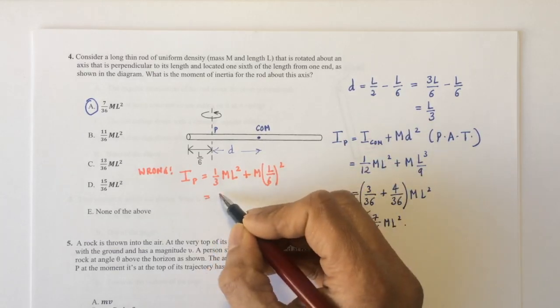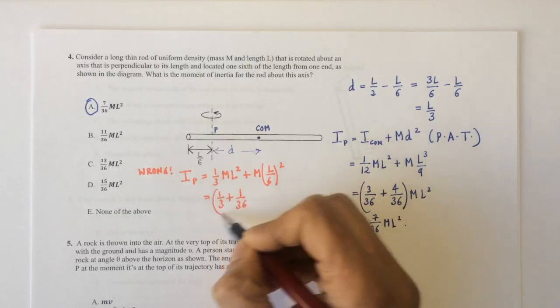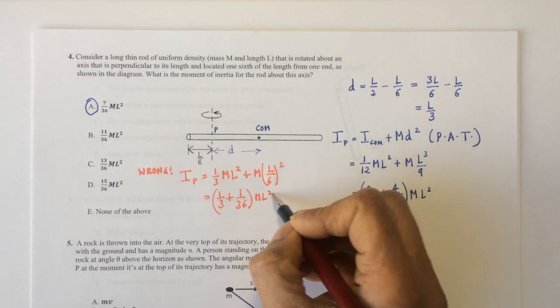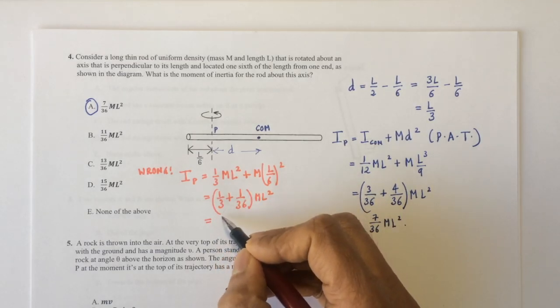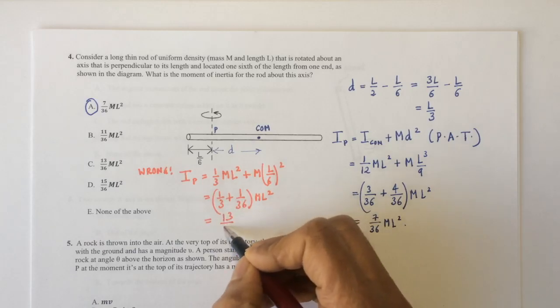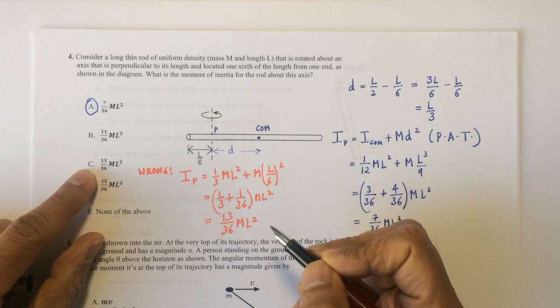And if you did that, you're going to get 1/3 plus 1 over 36 ml squared. This can be written as 12 over 36. 12 over 36 plus 1 is 13 over 36 ml squared, and that answer is right there to trap you.